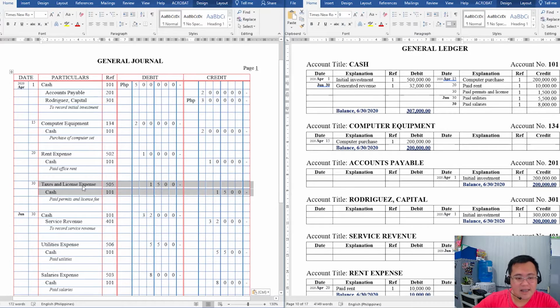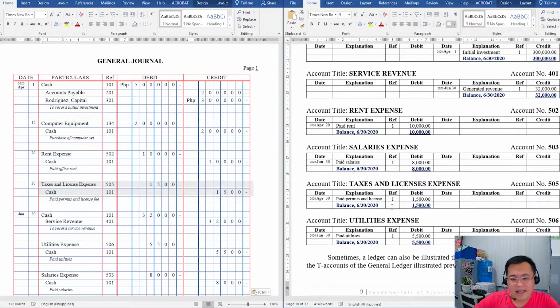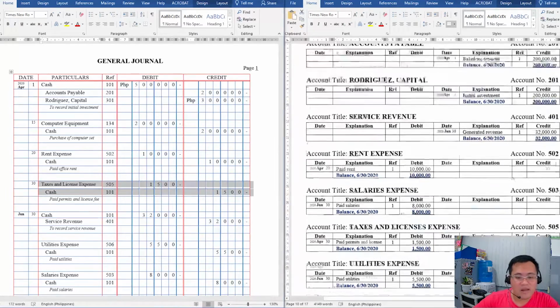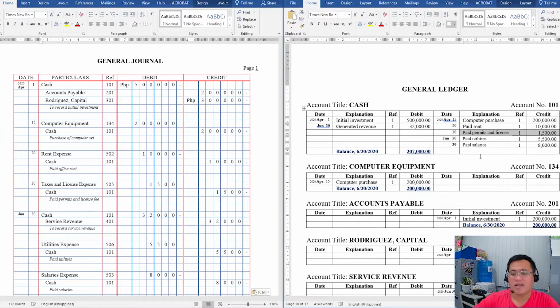So tax and license expense debit 1,500. So we have here taxes and license expense on the left side 1,500 on April 30, 2020 and a credit of 1,500 on the cash ledger. So here 1,500 payment for permits and licenses. Again, your explanation would actually depend on you. Any phrase will do so long as it describes the transaction.